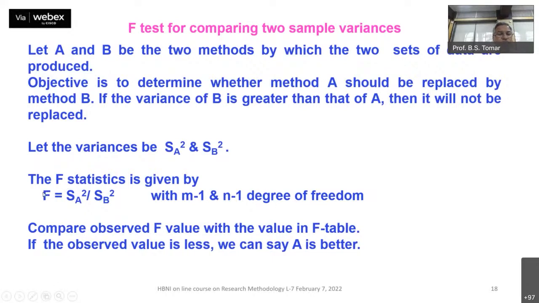You can compare the observed F value with the value in the F table. And if the observed value is less, we can say A is better. You can use this F statistic many times when you do inter-laboratory comparison, where different laboratories have different samples and values. You compare their standard deviations using the F test.